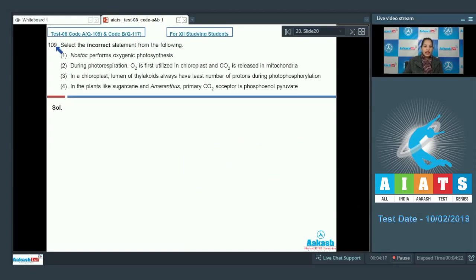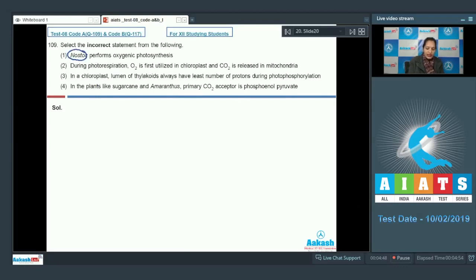Question number 109. Select the incorrect statement from the following. First option, Nostoc performs oxygenic photosynthesis. Second, during photorespiration, oxygen is first utilized in chloroplast and CO2 is released in mitochondria. Third, in a chloroplast, lumen of thylakoids always have least number of protons during photophosphorylation. Fourth, in the plants like sugarcane and amaranthus, primary CO2 acceptor is phosphoenol pyruvate. You have to choose the incorrect statement from the following.